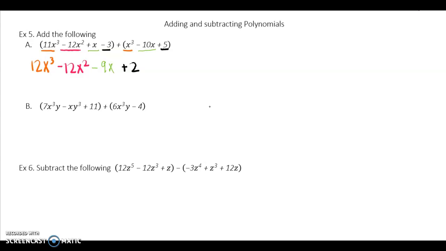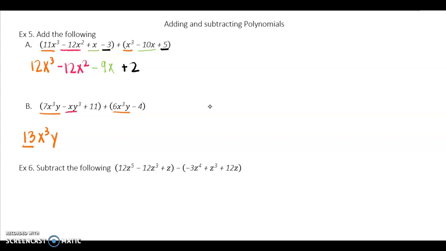All right, and we're going to do the same thing for the next one. So the next one has 2 variables, so you have to be very, very careful. This first one has 7x to the third y. So you look for another term that has x to the third y. So that's this one right here. So if you add those up together, you get 13x to the third y. So notice only the coefficient changes, but the variables stay the same.